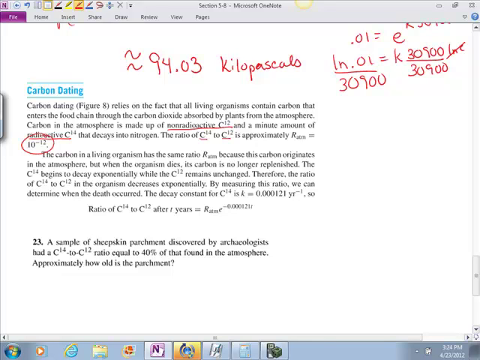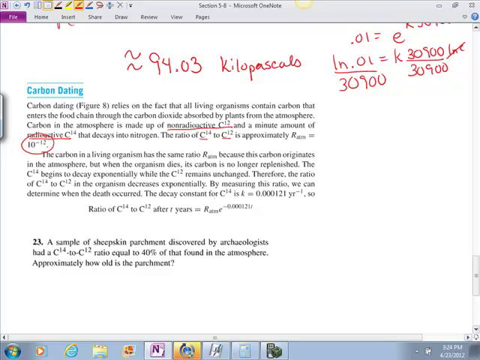But when the organism dies, its carbon is no longer replenished, and the C14 begins to decay exponentially, while the C12 remains unchanged. Therefore, the ratio of C14 to C12 in the organism will decrease exponentially. So by measuring this ratio, we can determine when the death occurred.